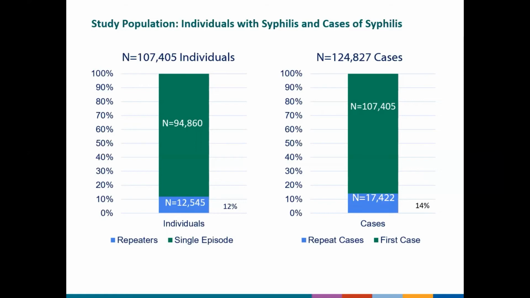In the second graph, we see that these 107,405 individuals were responsible for a total of 124,827 infections. 17,422, or 14% of these total 124,827 infections were from repeaters.